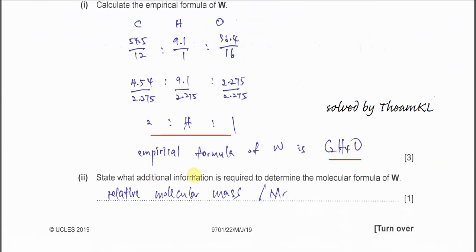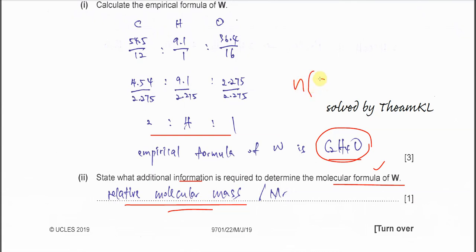Okay, part 2. State what additional information is required to determine the molecular formula. Empirical formula already here. In order to get molecular formula, we must use molar mass, relative molecular mass. Because with this molecular mass, we can find the multiplier. Okay, let's say N is the multiplier. N times the empirical formula mass, okay, equal to the molar mass of the compound. So we can get the N.